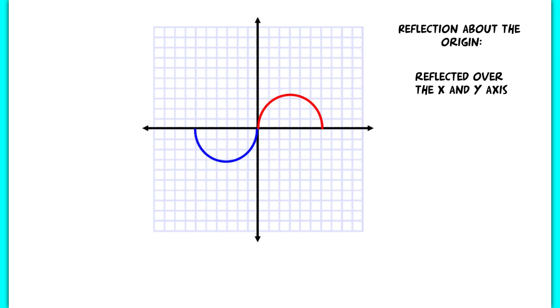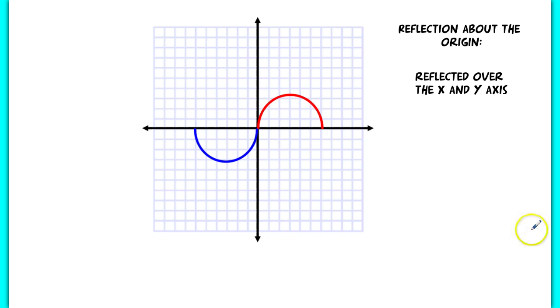Now, for our third and final reflection, we're going to talk about a reflection about the origin. This might be one that you're not familiar with, but basically all that a reflection about the origin is a reflection over the x and the y-axis both, okay? It really doesn't matter the order. I'm going to go in order of reflecting over the x and then the y, but if you did the y and then the x, you would still result in the same picture. So this red semicircle has been reflected about the origin to produce this blue semicircle here.